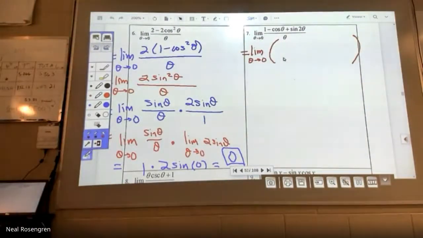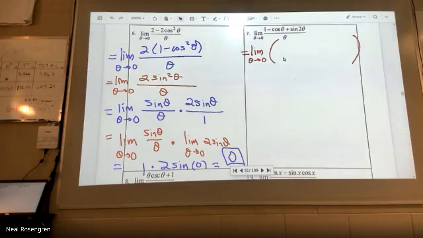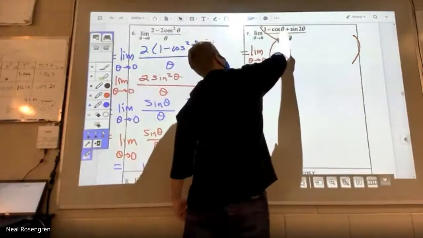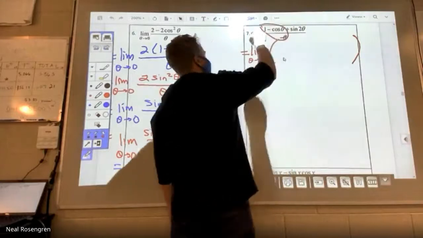You want to just start looking for one or both of those limits. Sine of theta over theta, or with some constants. Or 1 minus cosine of theta over theta. And we'll just see what happens. Do you see either of those limits kind of buried in there? What do you see, Sam? There it is, right? There's one of those limits. 1 minus cosine of theta over theta.